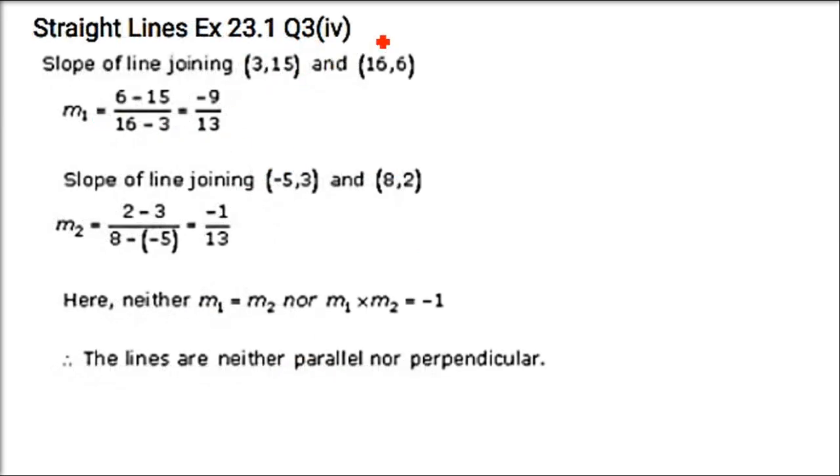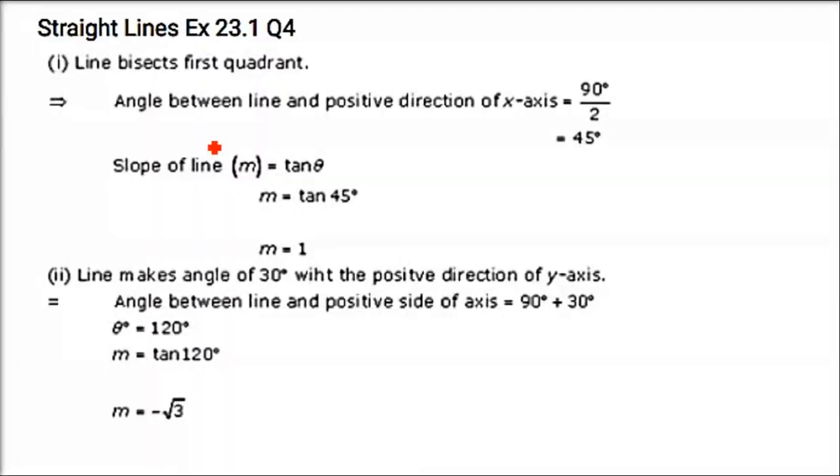Then we have (3, 15) and (16, 6). So let us take the slope m of this. You get minus 9 by 13. Now you have (minus 5, 3) and (8, 2). Take the m2. You're going to get minus 1 by 13. Neither are they equal, nor does their product give you minus 1. So that means these two lines are neither parallel nor perpendicular to each other.